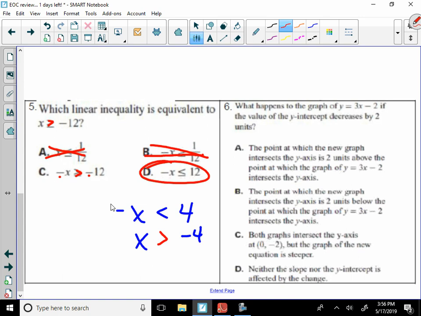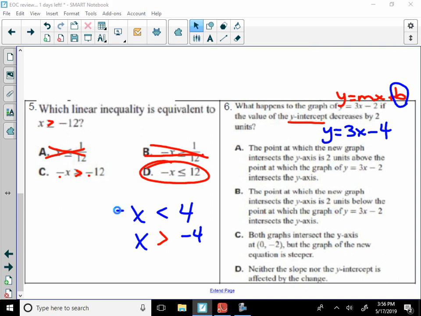Number 6, what happens to the graph of 3x minus 2 if you took the y-intercept? We're used to seeing it as mx plus b. Which one is the y-intercept, the m or the b? Well, if we know m is slope, the y-intercept is actually b. Look what we're told to do. We are told to decrease by 2 units. So instead of y equals 3x minus 2, we're supposed to take that minus 2 and go 2 down. Well, if you're already at negative 2, what would 2 down be? Minus 4.